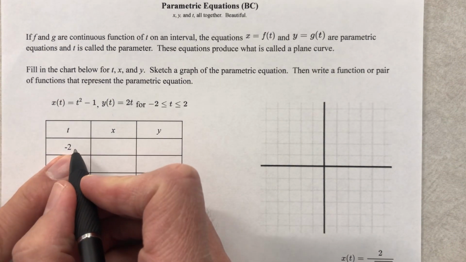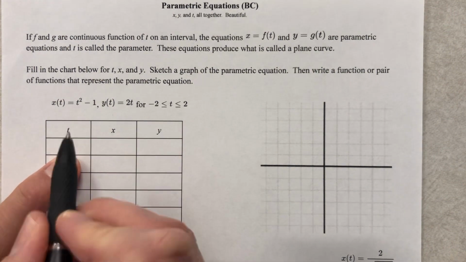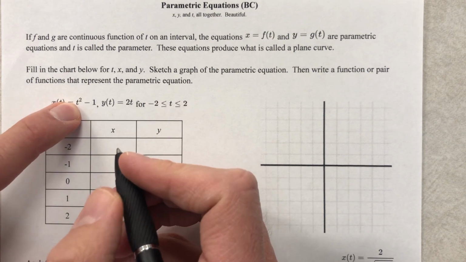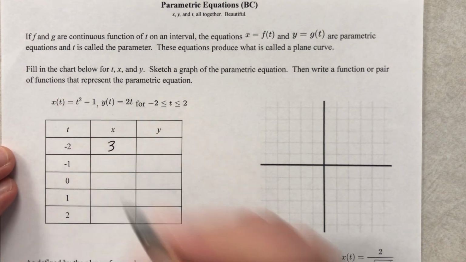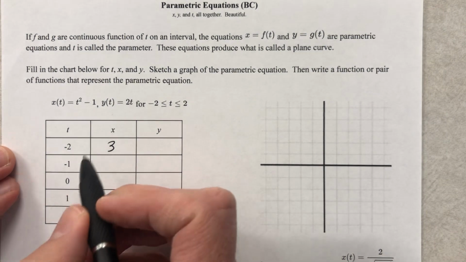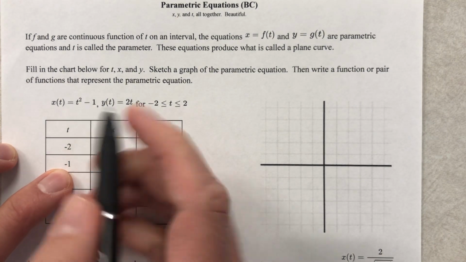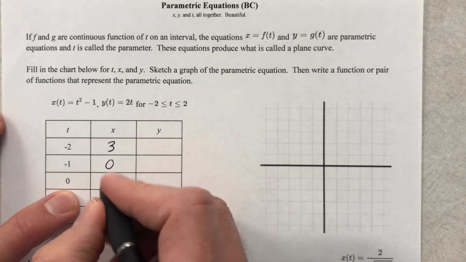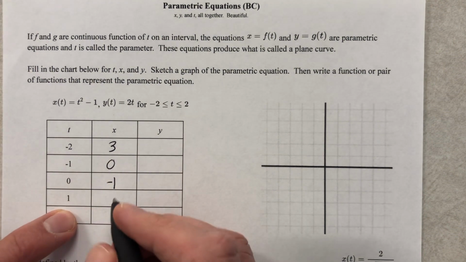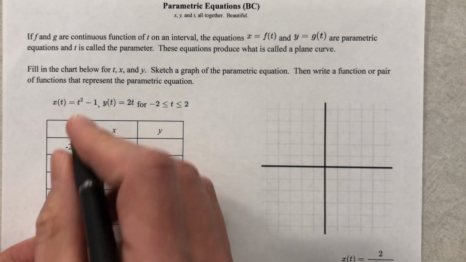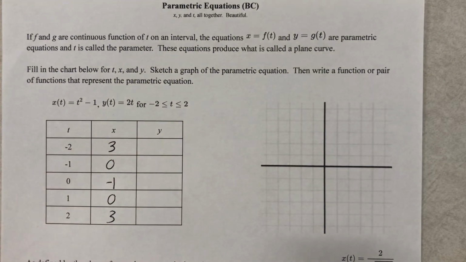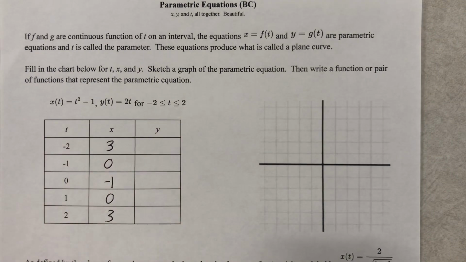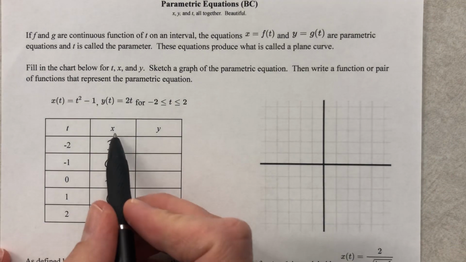And we're going to plug a -2 for t into the x function. So we're going to have -2 squared and then -1, and that's going to give me 3. And then I'm going to plug in a -1, and that gives me 1 minus 1, so 0. And then we plug in a 0, we get a -1. Plug in a 1, we get 0. We plug in a 2, and we get 3. Notice the symmetry here, and if you're thinking, oh, that's a parabola, I hear you, it is-ish. But that's just the x coordinate.